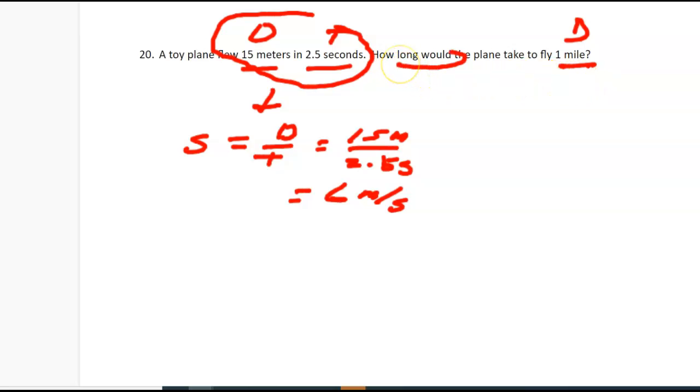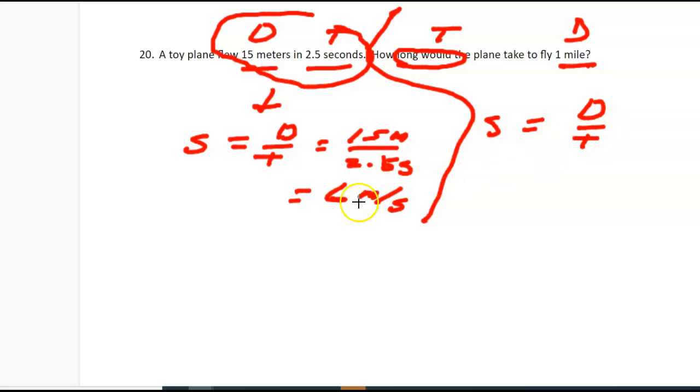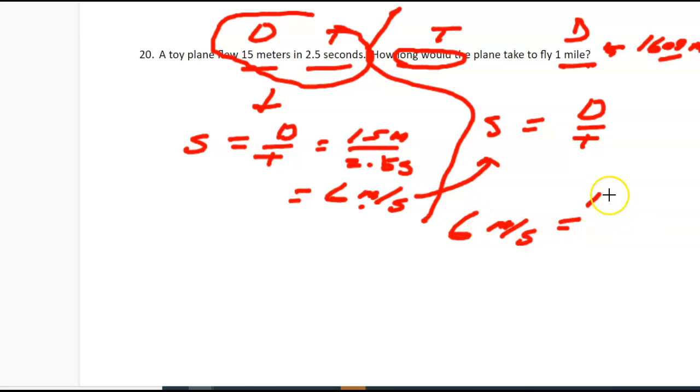How long, well, that's what we're trying to find, a time here, would the plane take to fly 1 mile? So this is a separate distance and time. So I'm going to put the speed equals distance over time in. The one thing we do know, it's the same plane, so we can use this speed that we found. And then we have to get 1 mile. If we look up on our formula sheet, 1 mile is the same thing as 1,609 meters. So instead of using miles, I'm going to use the answer in meters since my speed's in meters per second. So I get 6 meters per second equals 1,609 meters divided by time.